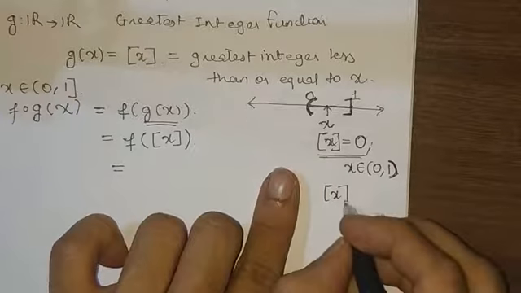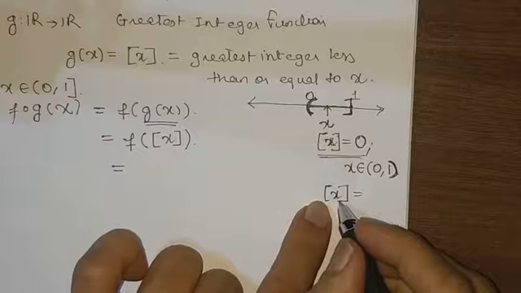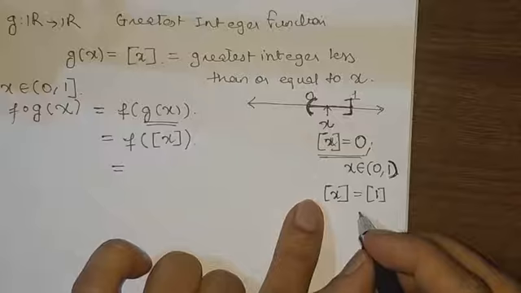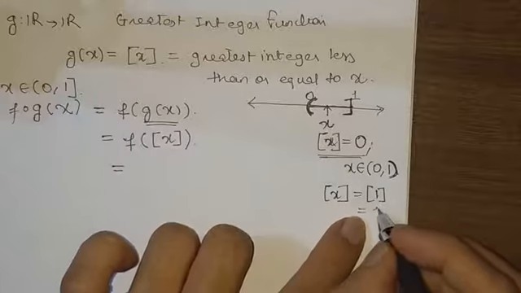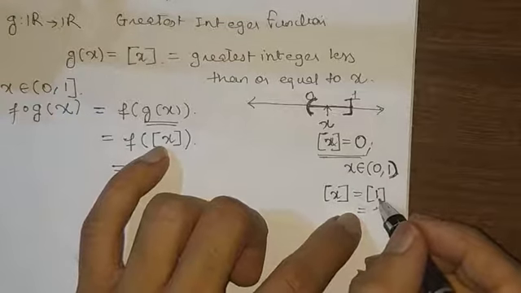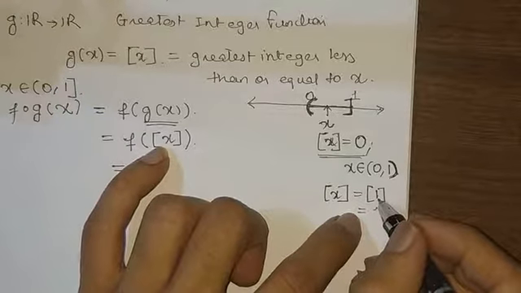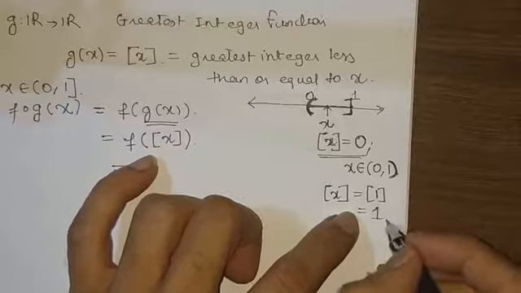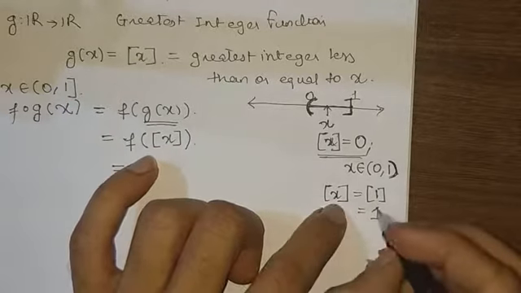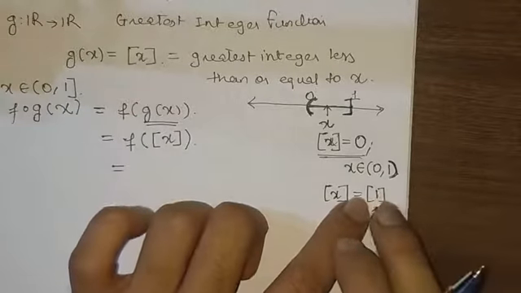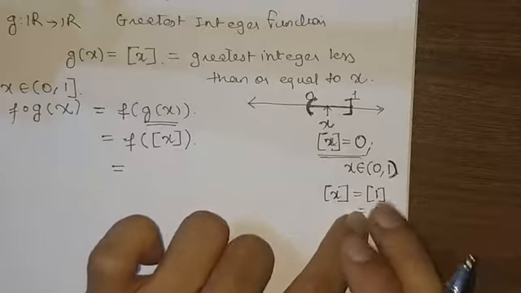And when you look at the greatest integer function of x when x is 1, what will happen? The greatest integer function of 1 means the greatest integer less than or equal to 1. So what is the greatest integer less than or equal to 1? It is 1 only, right? Equal to is there, so the greatest integer of an integer is that integer only.